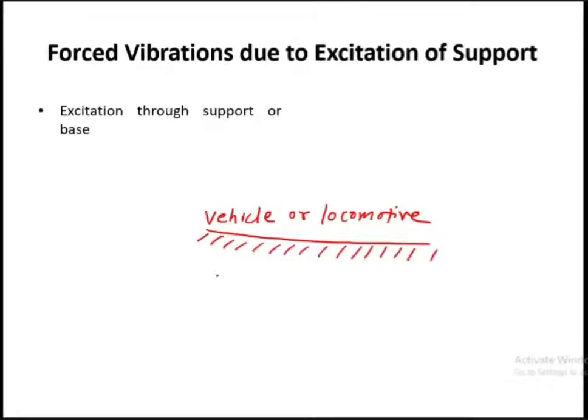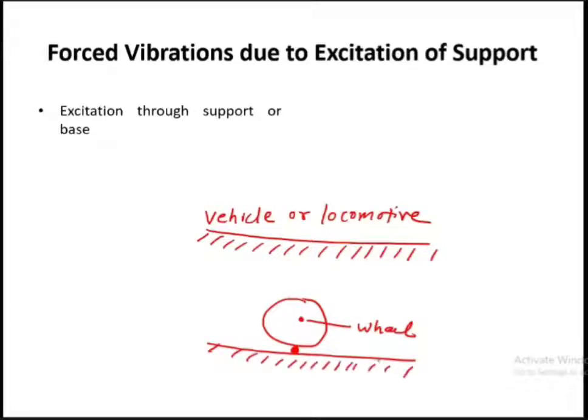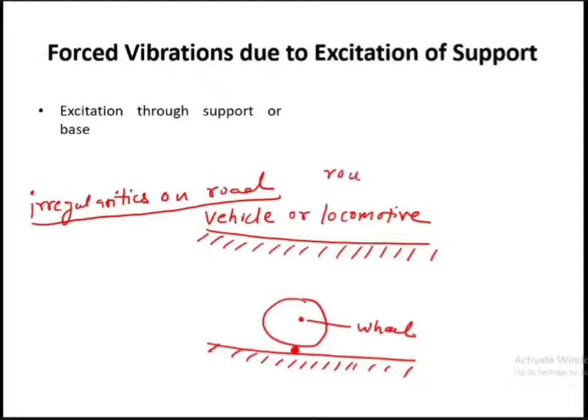Now, when this car or vehicle is running on the road surface, the contact point between the car and the road surface is nothing but the wheel. Whenever you are driving a vehicle on the road, there are a lot of irregularities on the road surface. Why are there irregularities? Maybe due to rough road conditions.